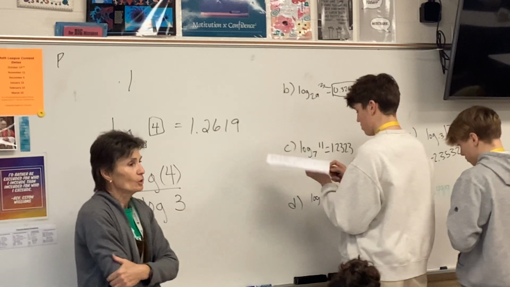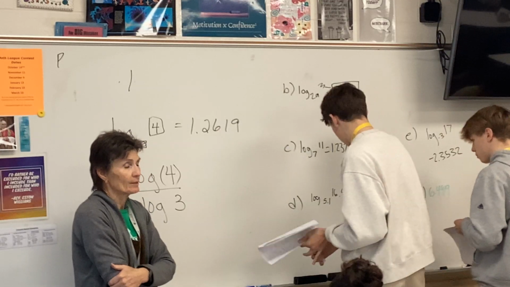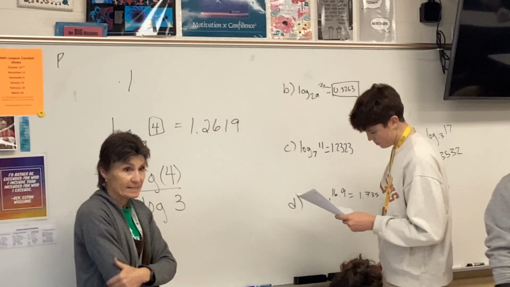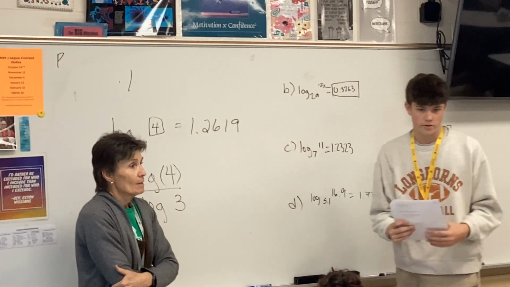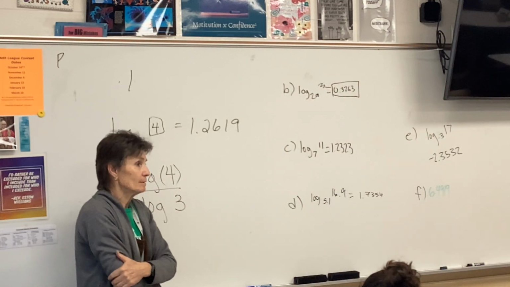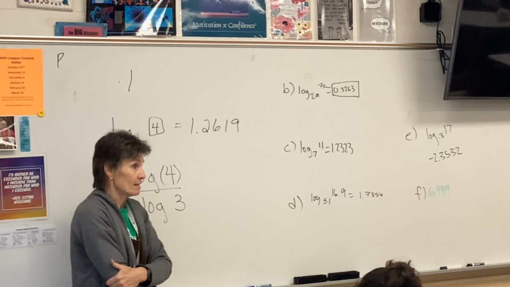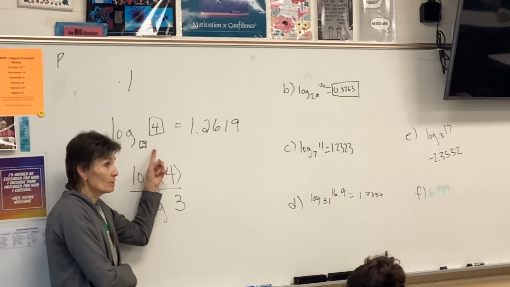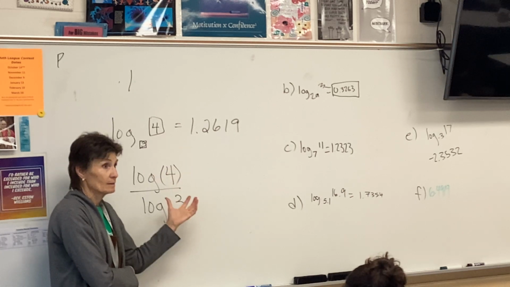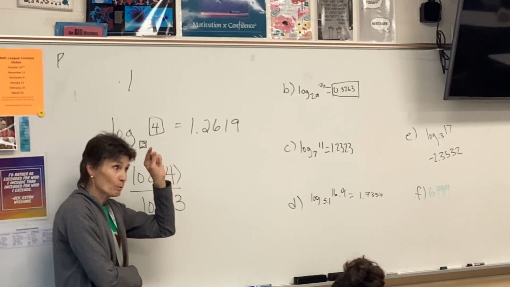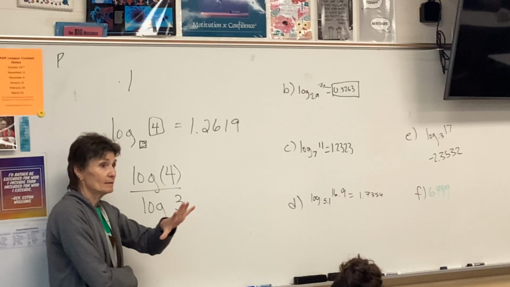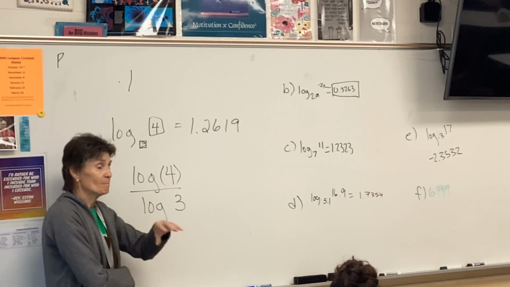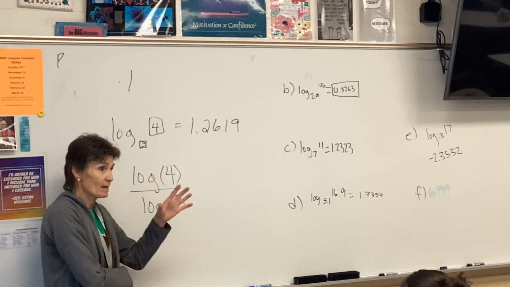When you press the log button on your calculator, the base is 10, right? When you press the LN button, the base is E. So if the base is any other number, then you have to do this, right? You can press log if it's base 10, LN if it's base E. You have to do this if it's any other base.